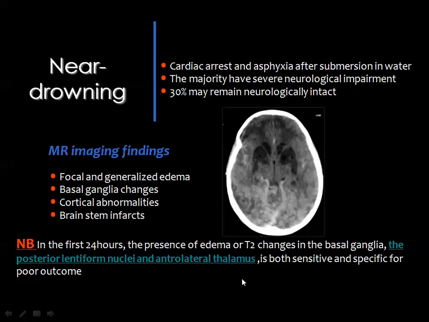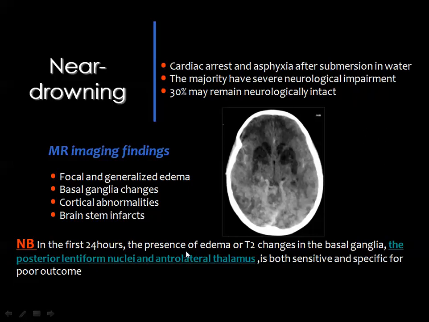And this is usually seen in what's known as near drowning, where there is transient cardiac arrest and asphyxia, which may occur after submersion in water. And most of these infants or children will have severe neurological impairment, and only one third of them may remain neurologically intact.